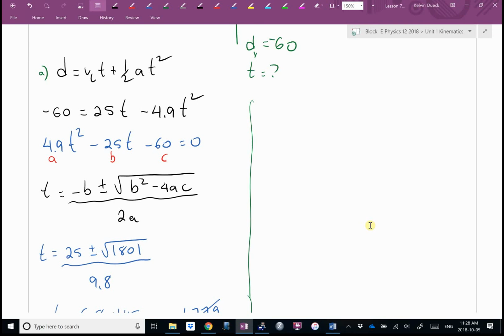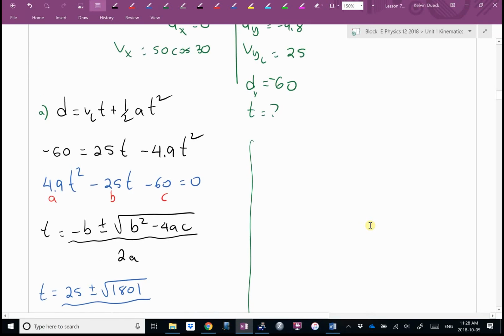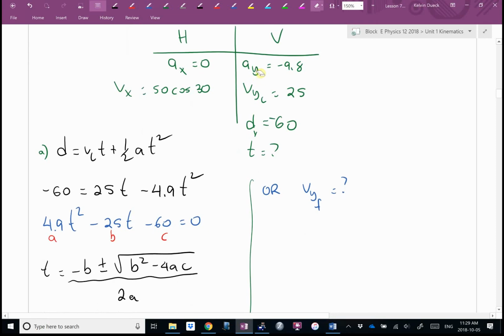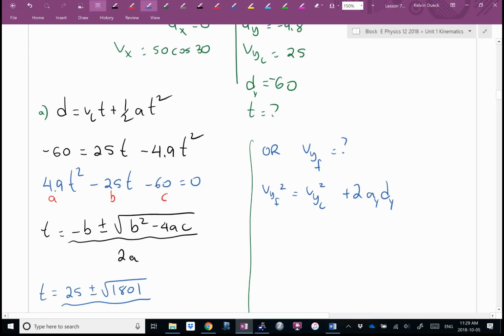There is another way to find time. If you're shaky on the quadratic formula, we could also find VY final. Do I know A? Do I know VI? Do I know D? Then I can find VY final. I can use VY final squared equals VY initial squared plus 2AD, where both of those are vertical. This will tell me how fast we hit the ground vertically.